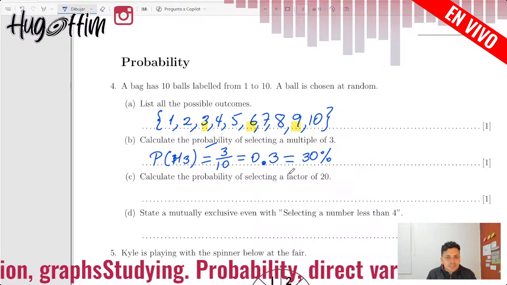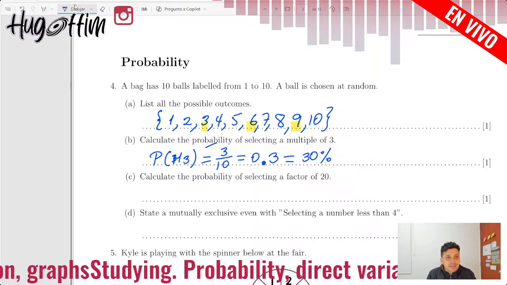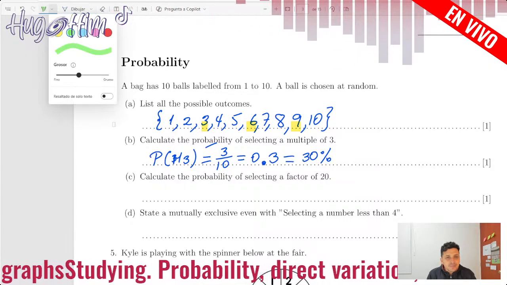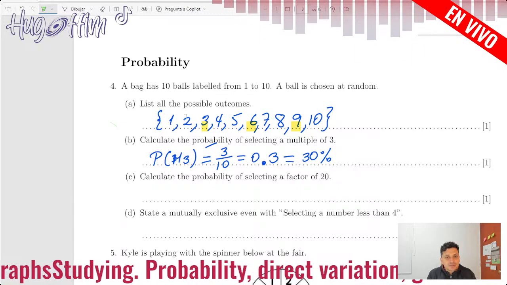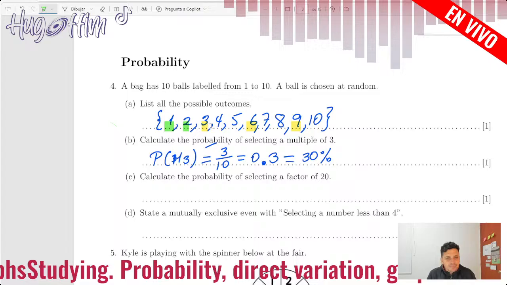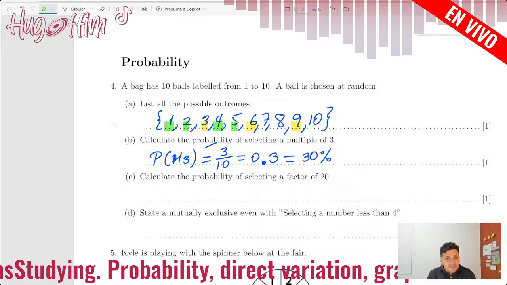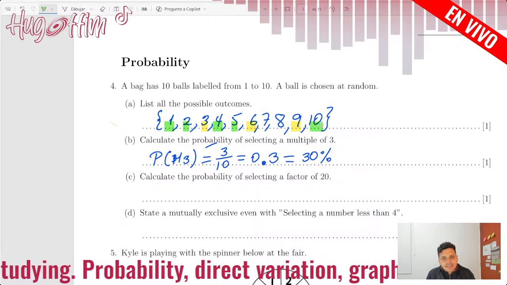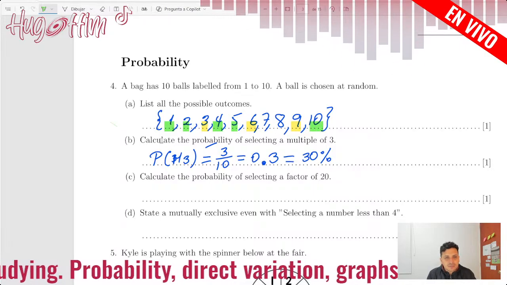Calculate the probability of selecting a factor of 20. A factor of 20. So I'm going to use another highlighter, green, to highlight the factors of 20. 1 is a factor of 20, 2 is a factor of 20, 4 is a factor of 20, 5 is a factor of 20, and 10 is a factor of 20. These are the factors of 20.